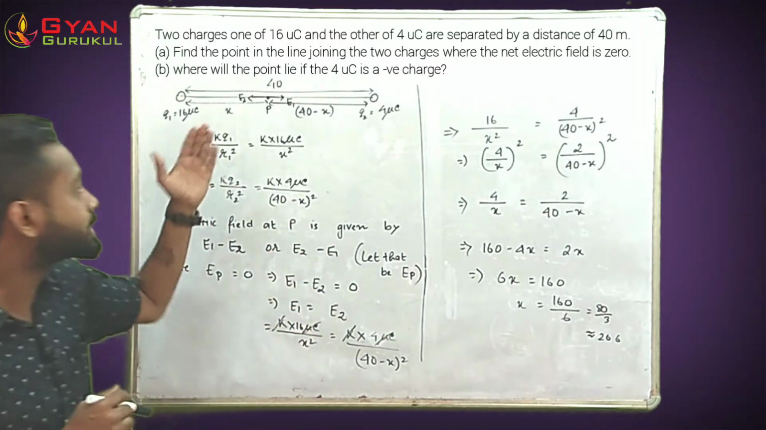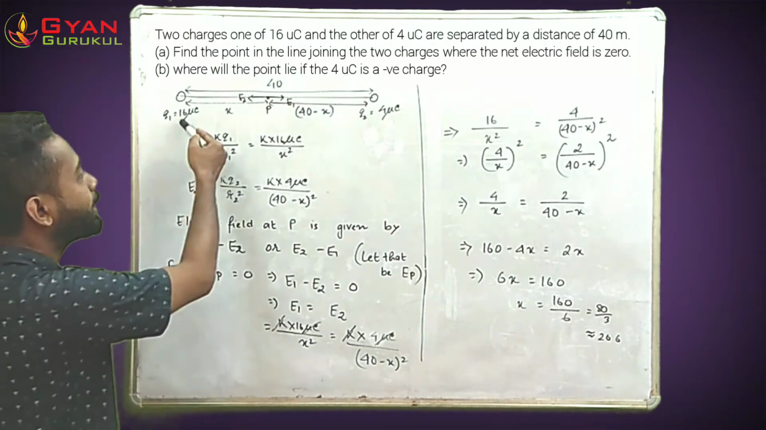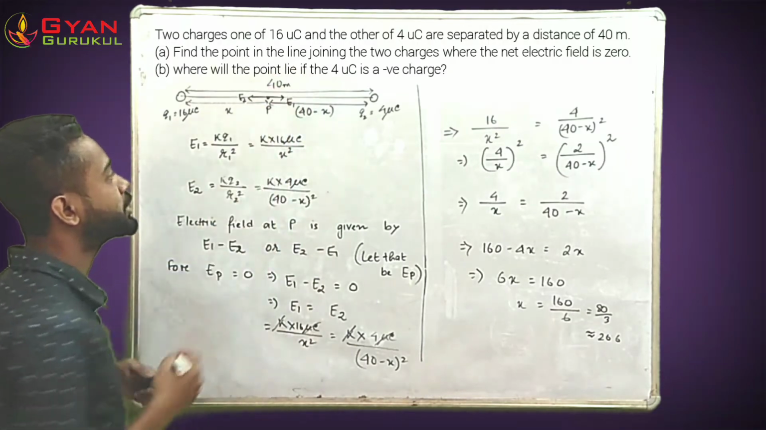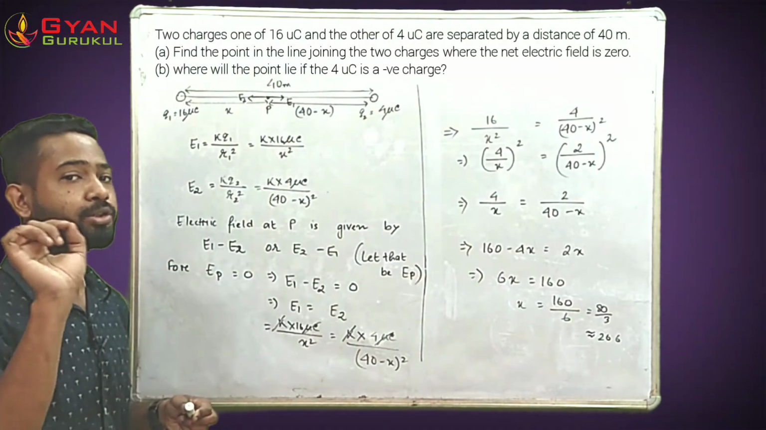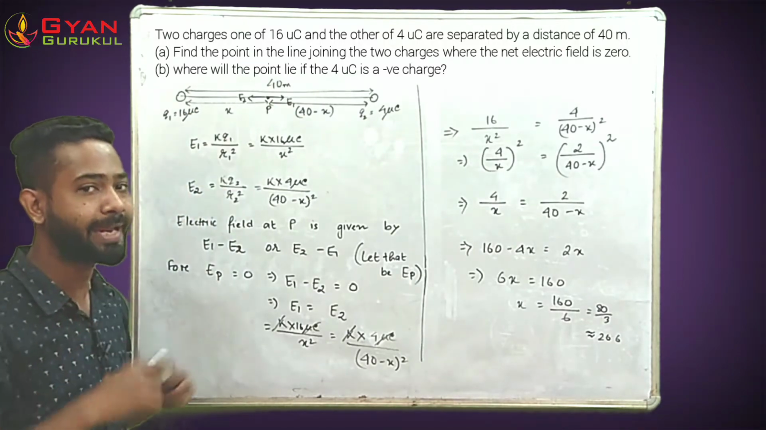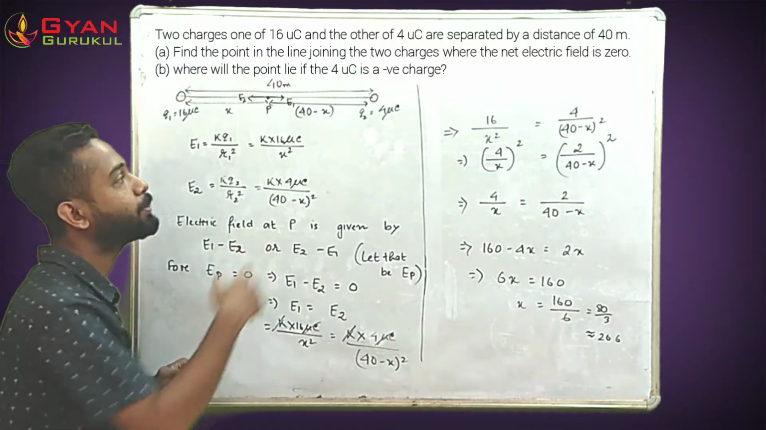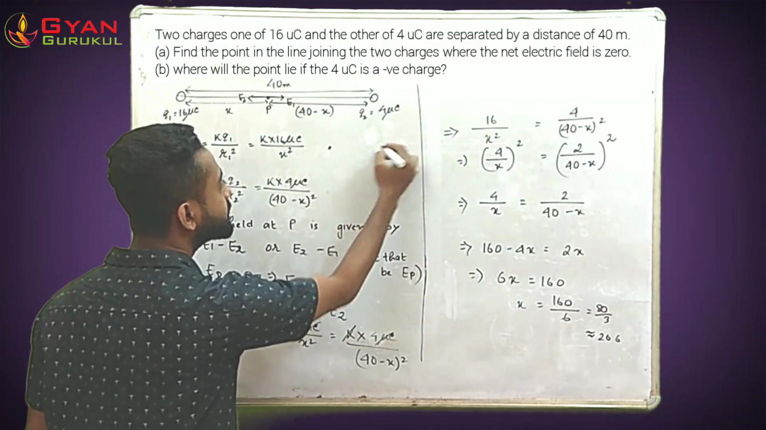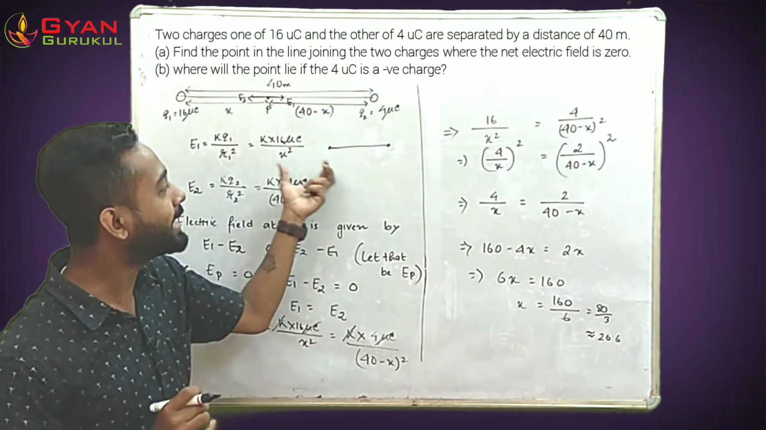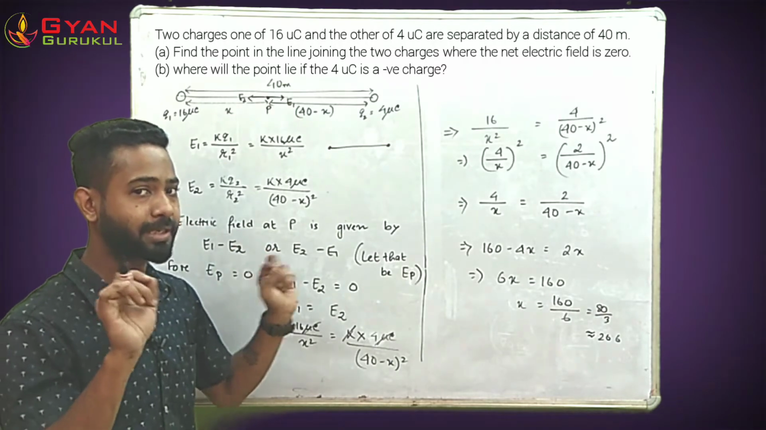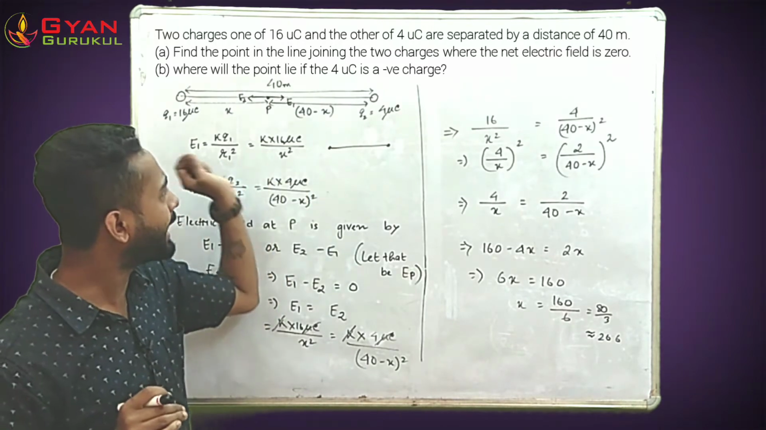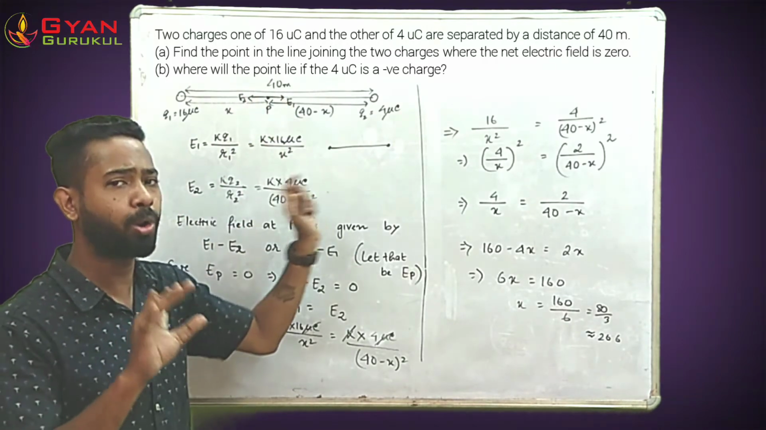As you can see in the solution here, we have both the charges, 16 microcoulomb and 4 microcoulomb, separated by a distance of 40 meter. This is the distance mentioned here. Now it is very important to understand where the point will lie at which the net electric field will be zero, because if there are two charges, the point might lie in between the two charges or it might lie on either of the sides. So you need to first understand where the point would lie. There comes a concept of vector. You can understand it by applying the arrow marks and it would make it a whole lot easier.